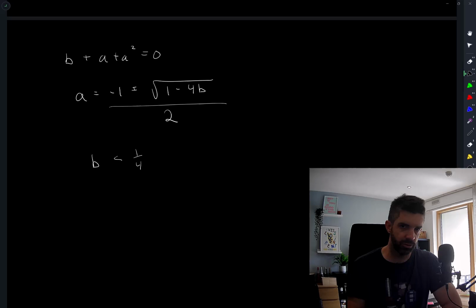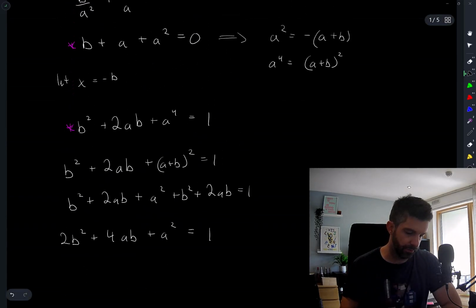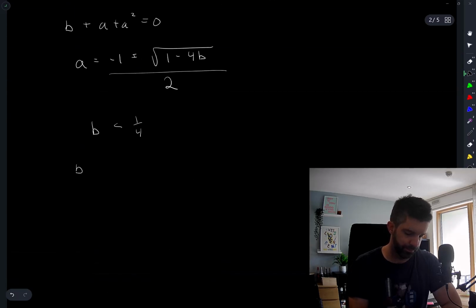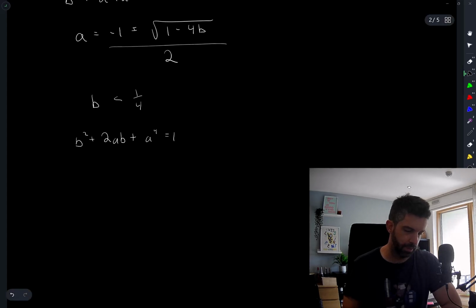So this eliminates quite a few of the options that we're given. In particular, it eliminates C, D, and E. So I now only have to look at two of the options. And let me copy down the second equation briefly. b squared plus 2ab plus a to the 4 is equal to 1.